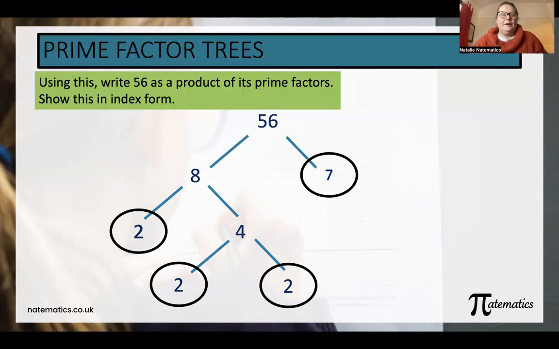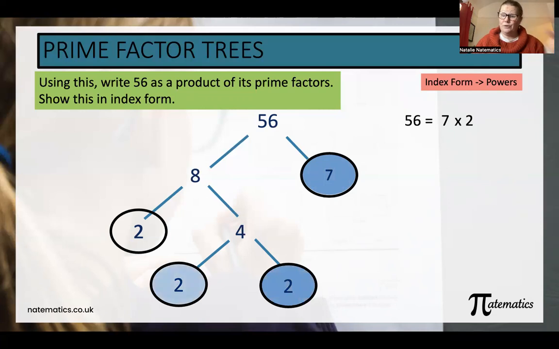Okay. Now, the follow on from that might be, write 56 as a product of its prime factors. Show this in index form. So what you would do is what we've just done. We've done the prime factor tree, split it out, circled when we've got a prime number, and then we would write it as 56 equals 7 times 2 times 2 times 2. All I've done there is highlight them so you knew I've included them in the number on the top right. That's 56 as a product of its prime factors.